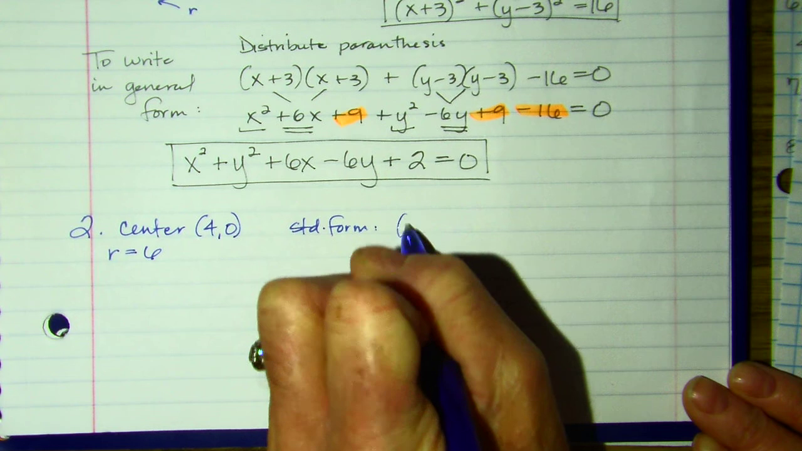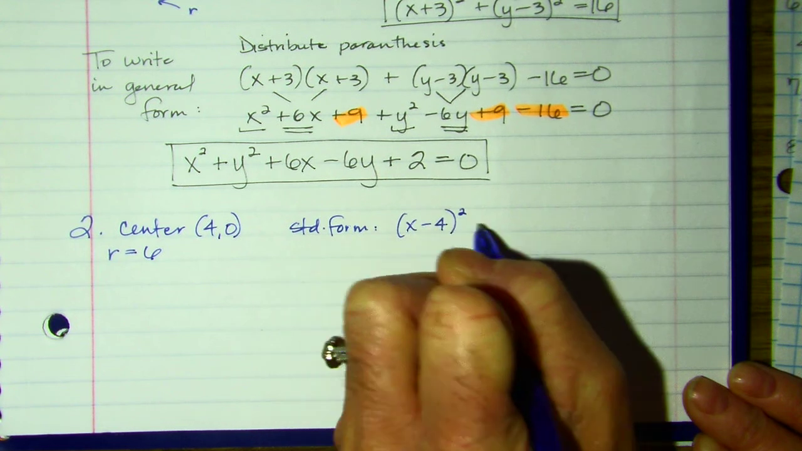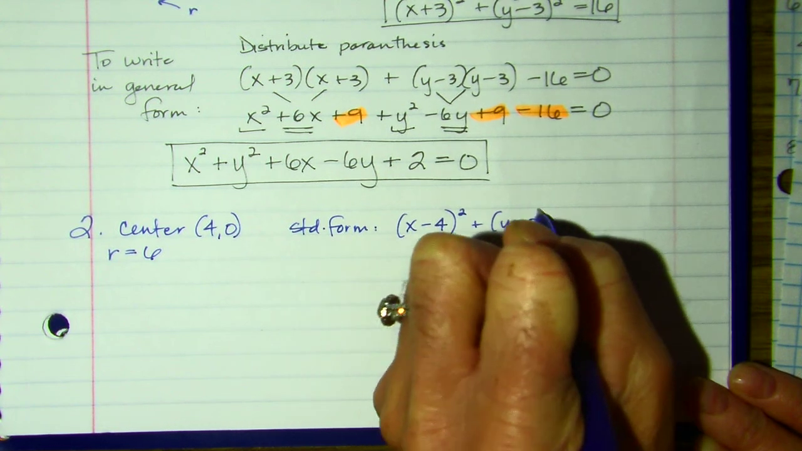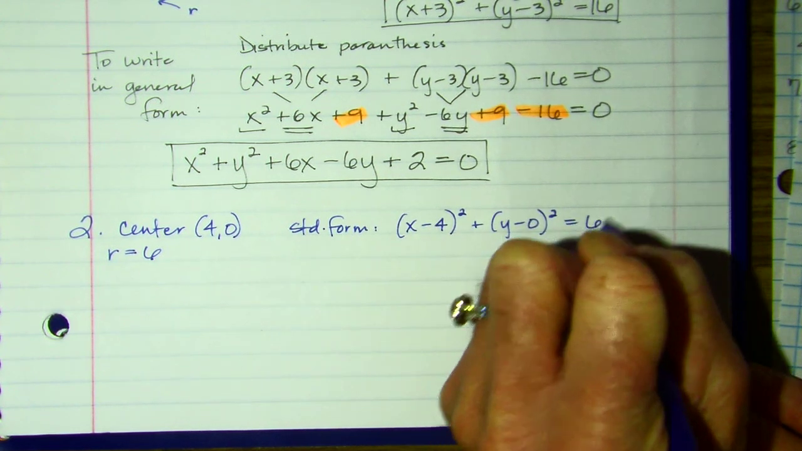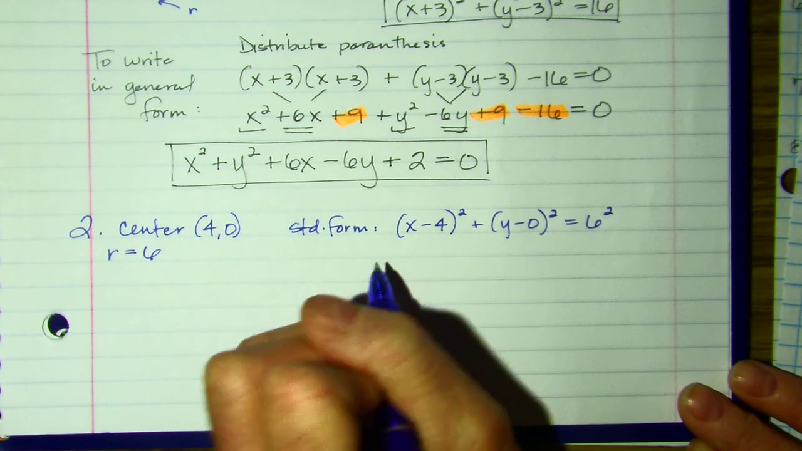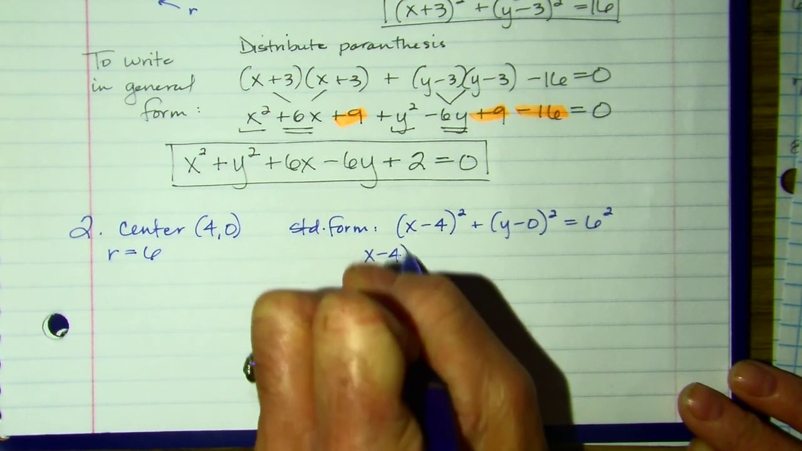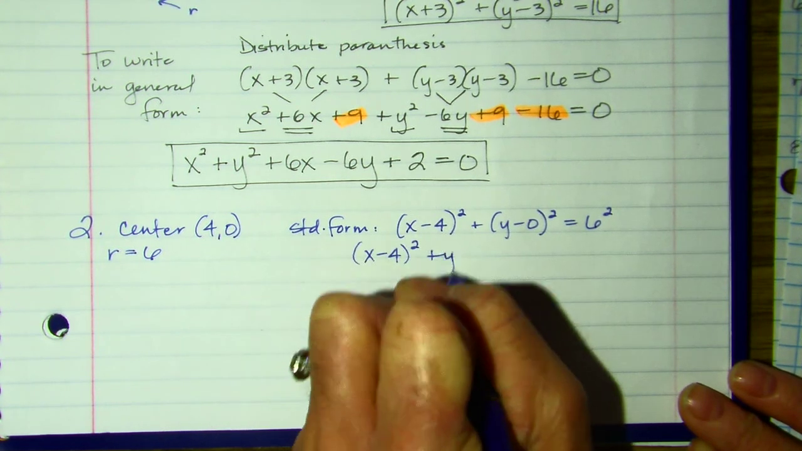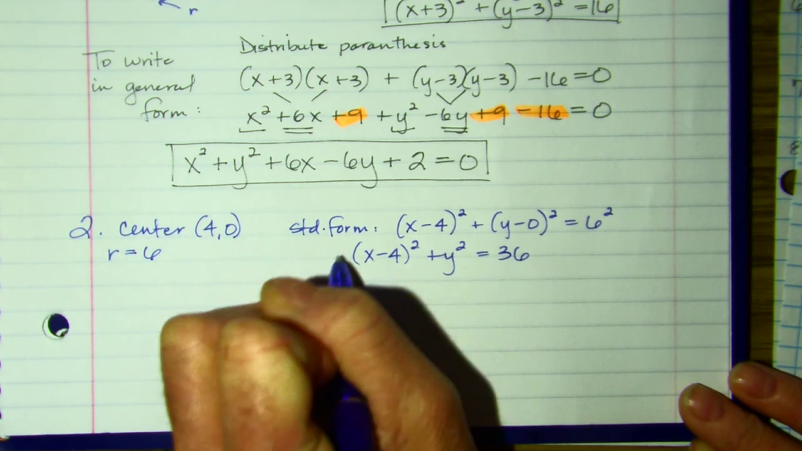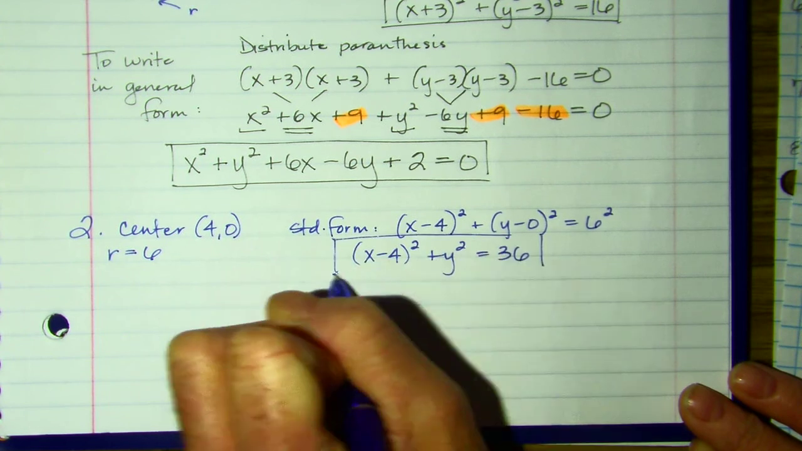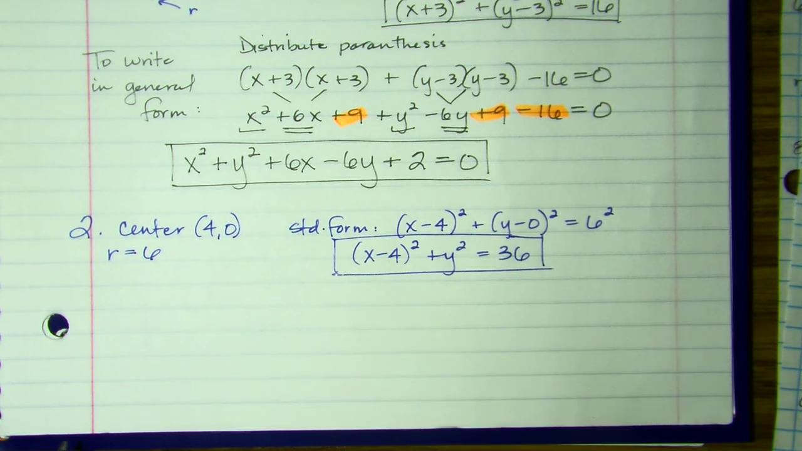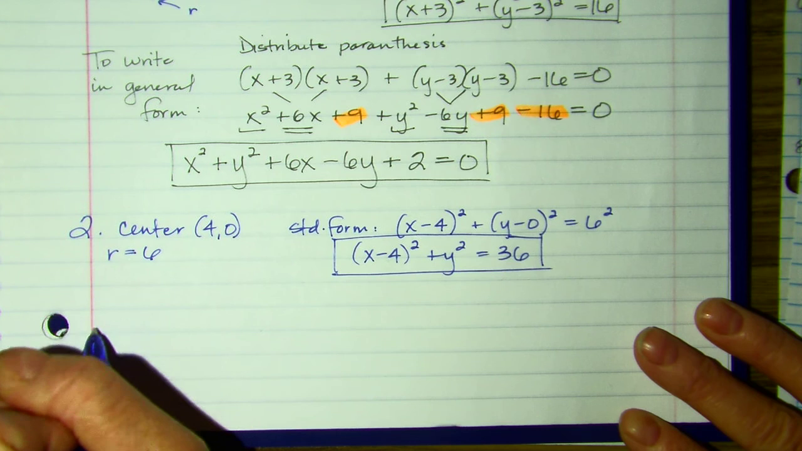I would have x minus 4 squared plus y minus 0 squared equals 6 squared. So let's simplify that. That would be x minus 4 squared plus y squared equals 36. Now let's work on our general form.